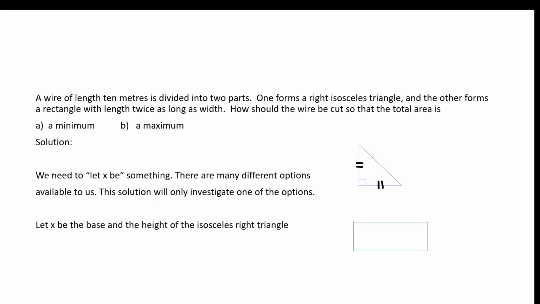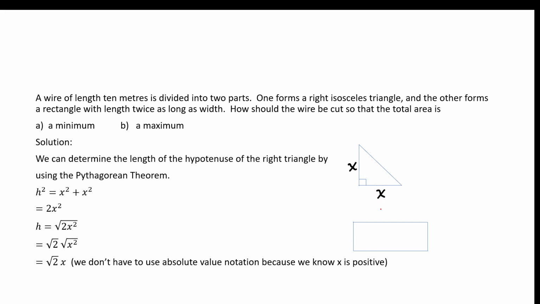So we need to let x be something. A lot of times when we get down to a tough question, first principles, we say, well, the first thing we need to do is write a let statement. Let x be, and then the question is what? One thing we might do is let x be the base and height of the isosceles right triangle. Since it's isosceles, we know those two are the same. We can let x be that length right there.